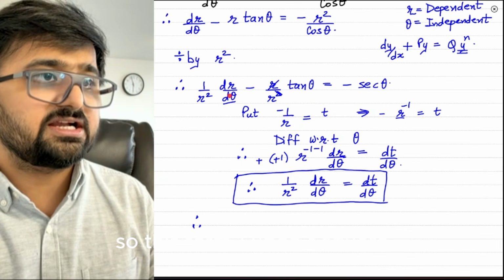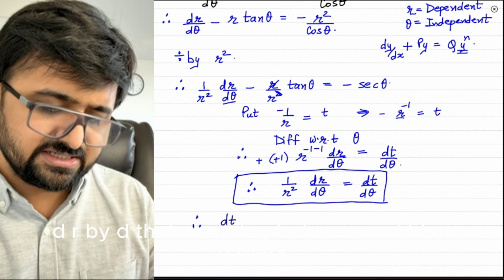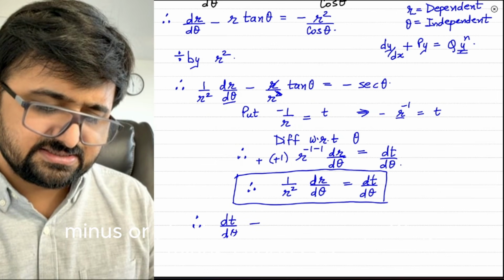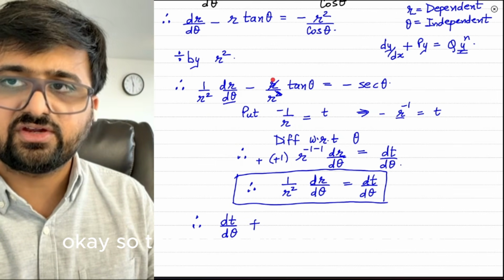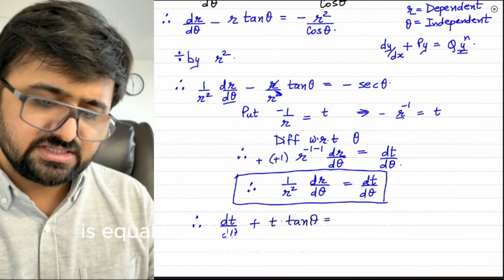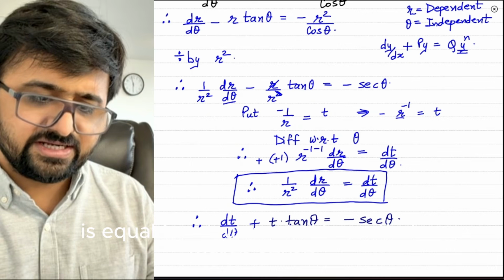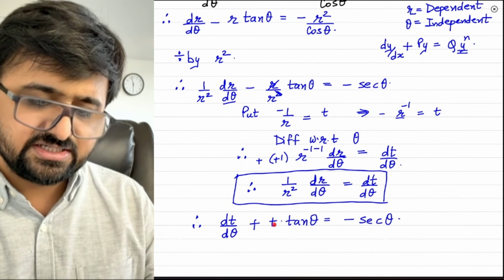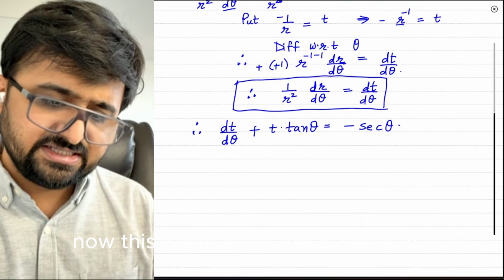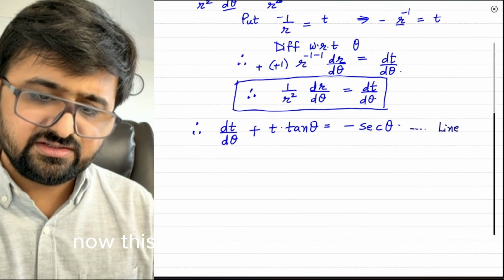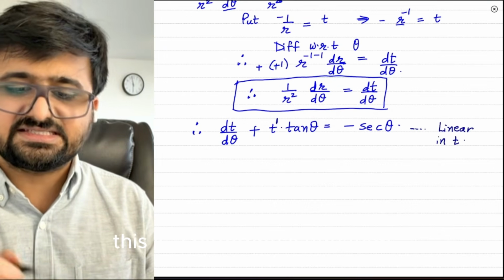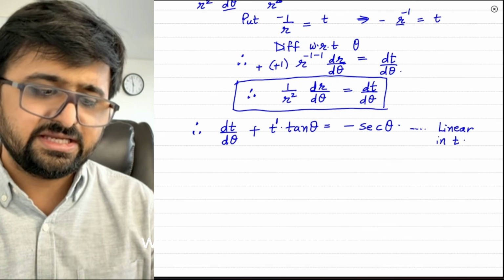So this term, 1 upon r square dr by d theta, is going to become dt by d theta, plus t, because we are putting minus 1 upon r as t. So plus t into tan theta is equal to minus sec theta. This is linear in t because t is occurring once with power 1. This is a differential equation which is now linear in t.